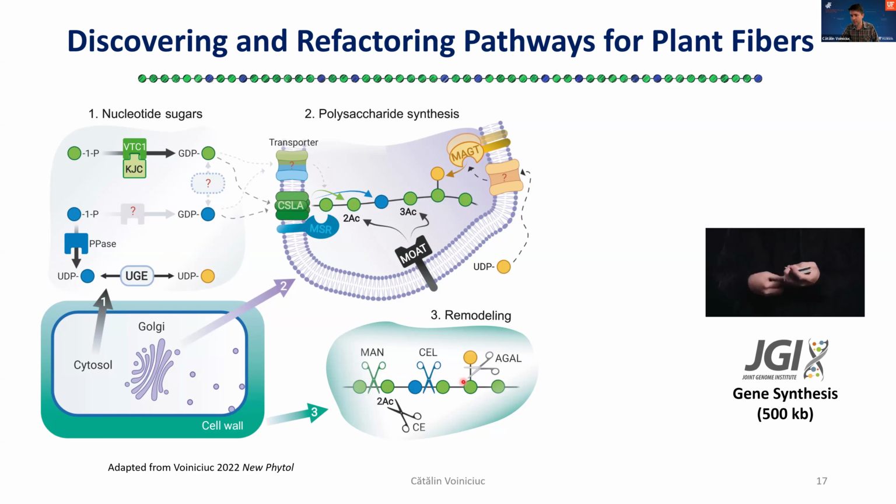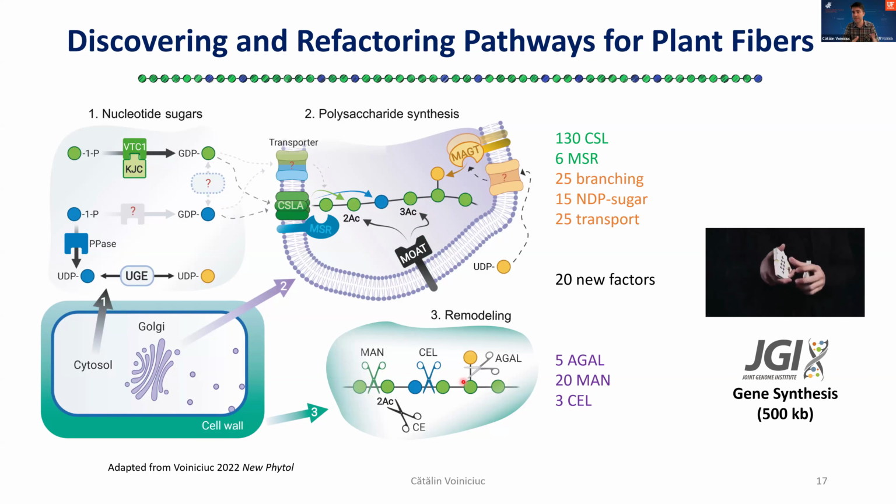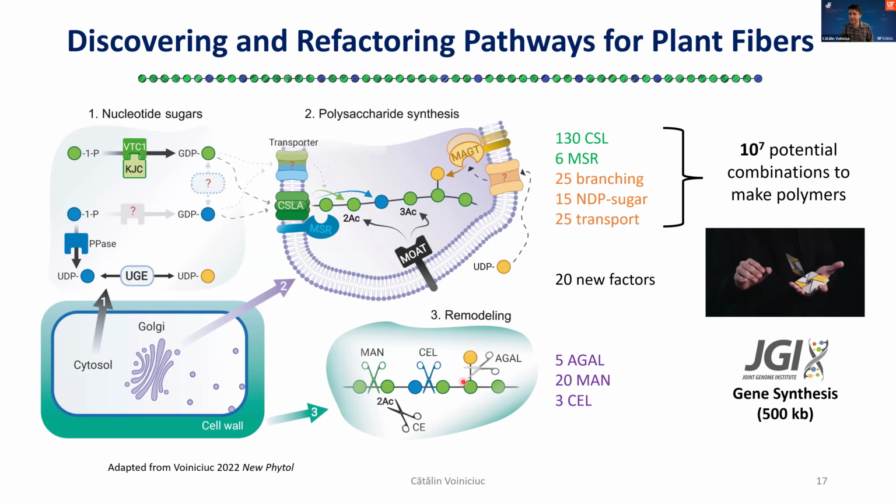So in collaboration with the Joint Genome Institute in California, I've had the opportunity to synthesize 500 kilobases of DNA, which will be used to probe the functions of different members of this pathway. Why this is important is that it enables us to make a large number of combinations to produce new-to-nature polymers. Now, the number you see there, 10 to the power of 7, is staggering and actually not feasible based on our current throughput for making the constructs, transforming the cells, and all that.